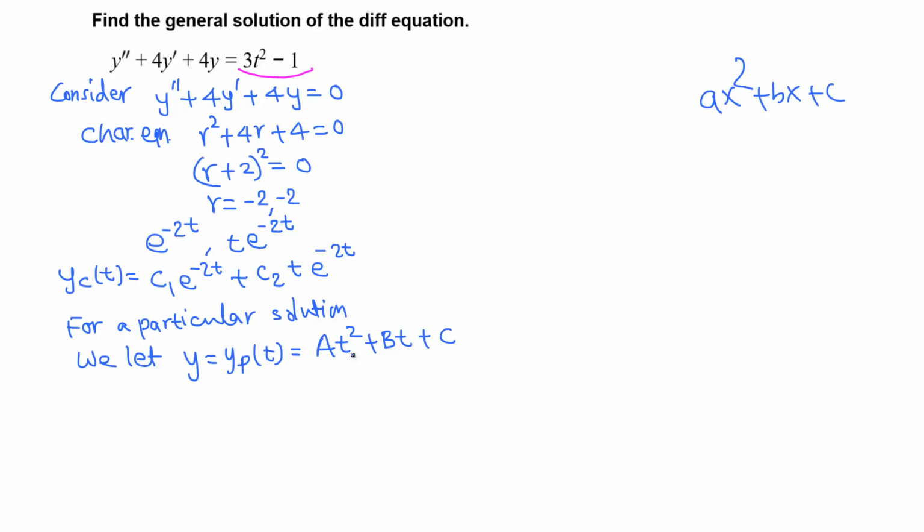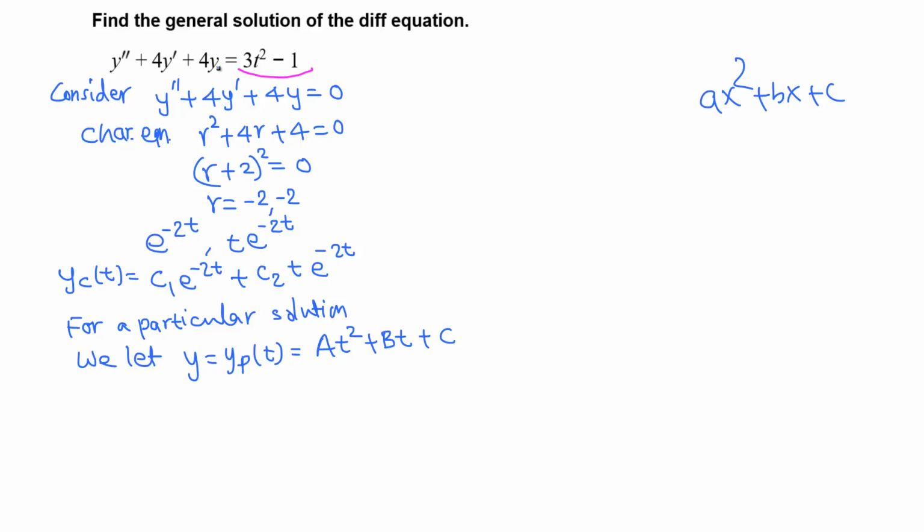And look, this second degree polynomial is in fact a linear combination of 3 terms, t squared, t and 1, and none of these 3 is already a solution. Okay, so we are good, we don't have to multiply by t, because t squared, t and 1 are not solutions here. The solutions we found earlier are e raised to -2t and t times e raised to -2t. So now our goal is to determine A, B and C.